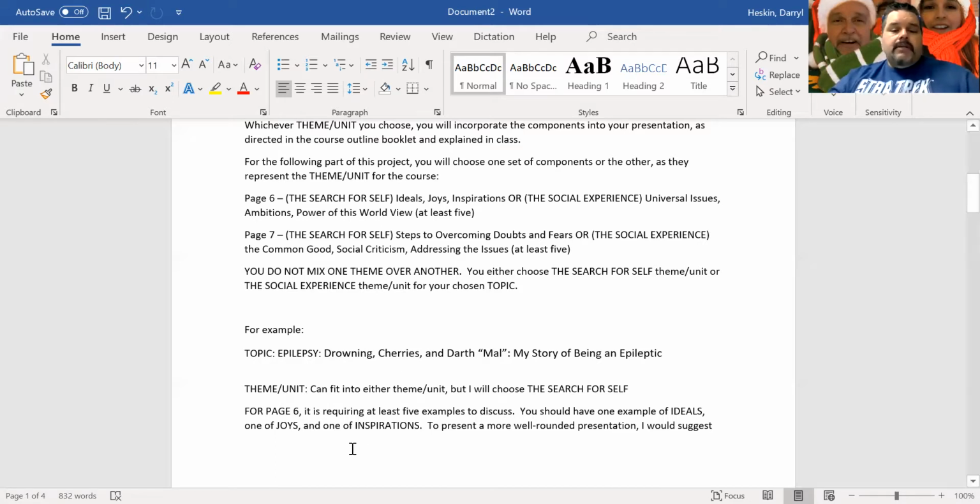So for page 6, it's requiring at least 5 examples to discuss. You should have one example of ideals, one of joy, and one of inspirations. And like I stated, that's 3. So that's good. It'll be a good project for you and a good response. But try to expand and go a little further. So I'm going to aim for 5.